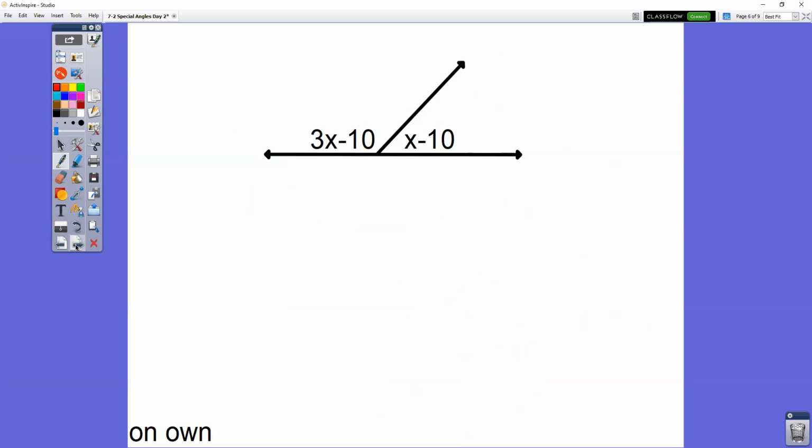Go ahead and try this one on your own, please. We have 3x minus 10 and x minus 10. I'm going to give you about 1 minute to set up the equation, solve it, and sub it back in.